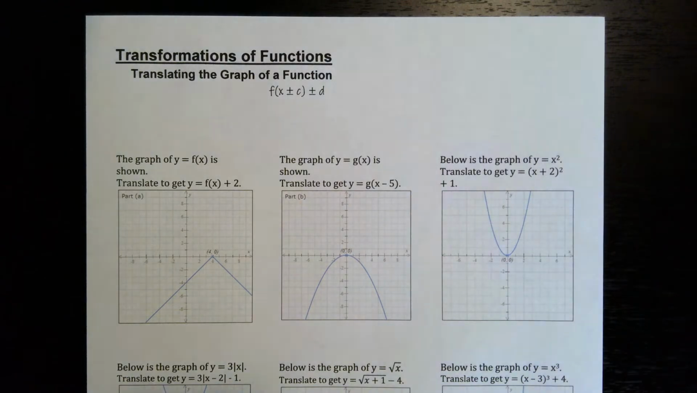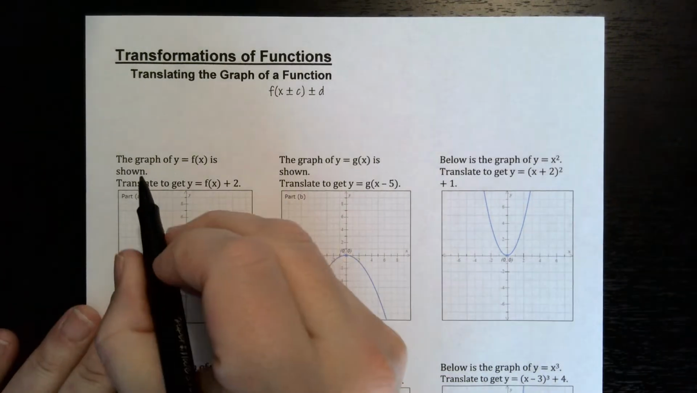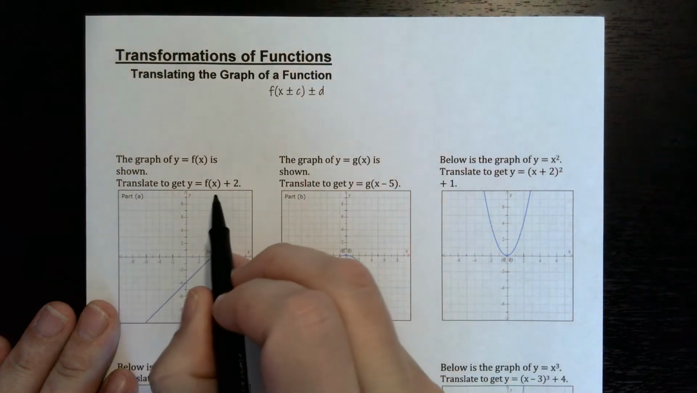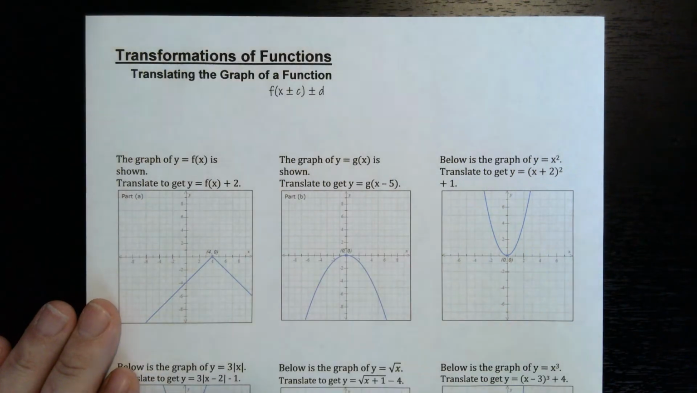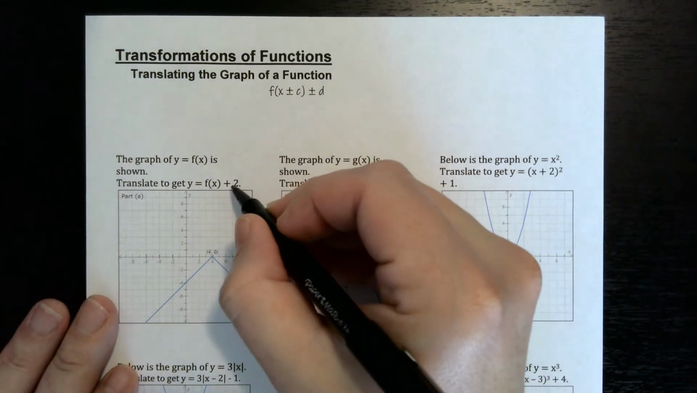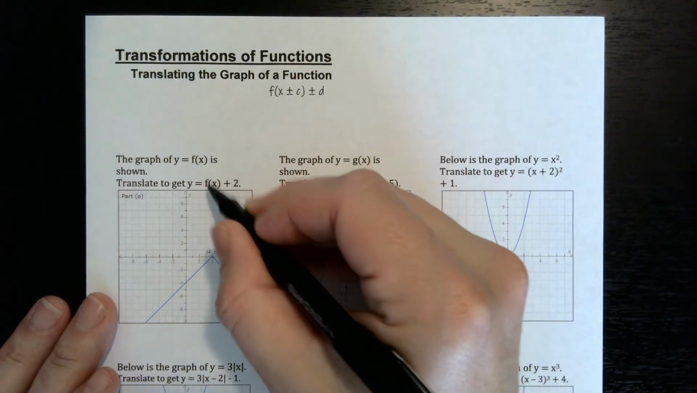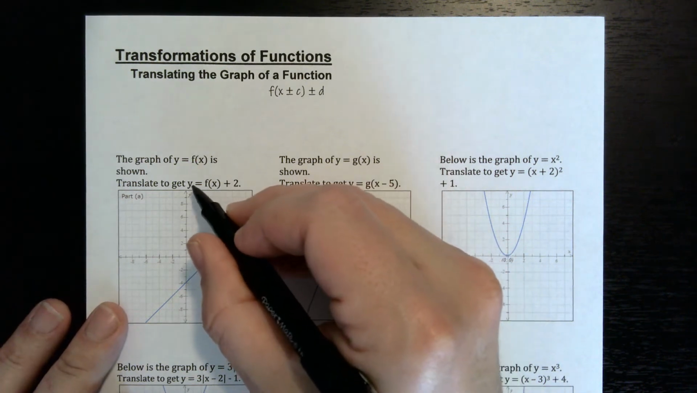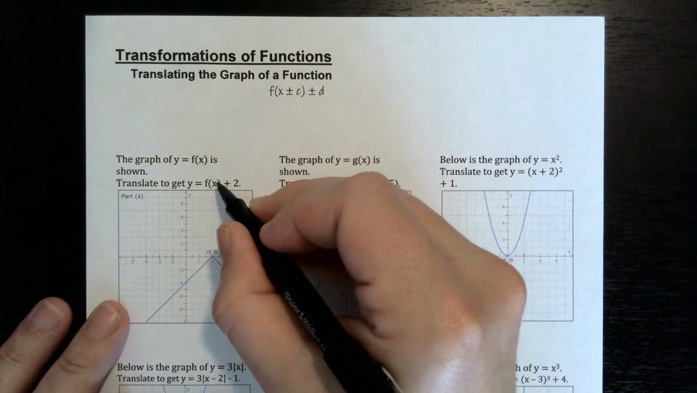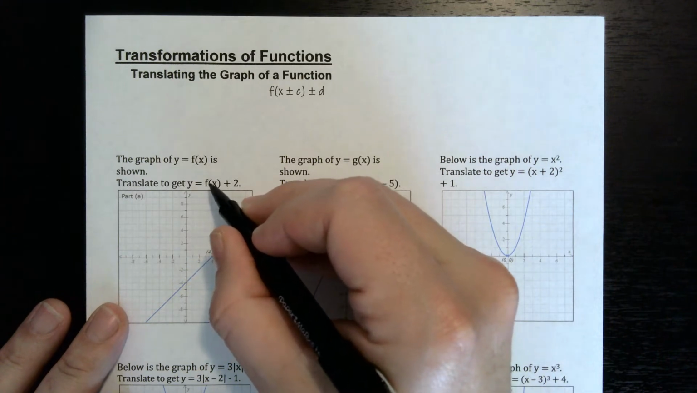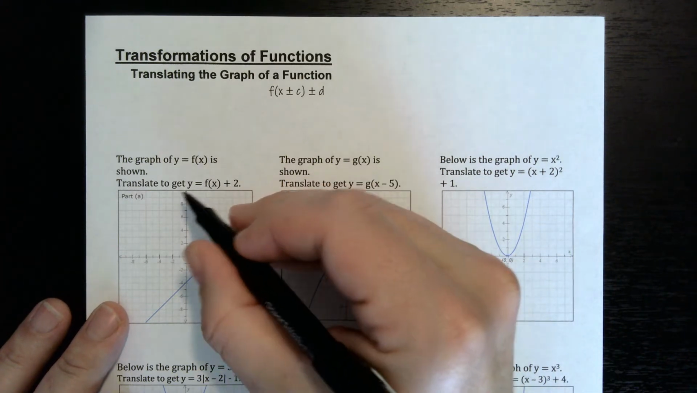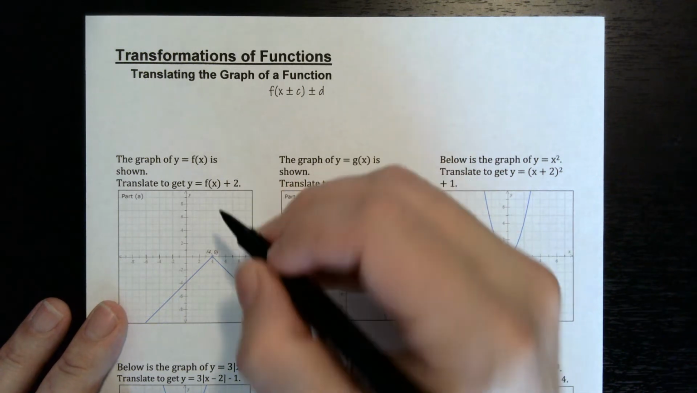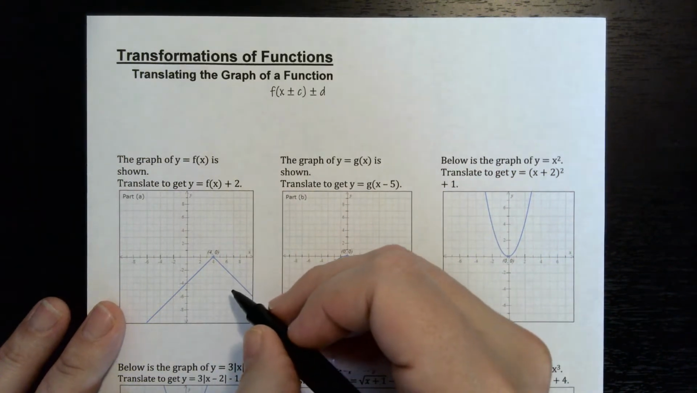Let's look at this first one. It says we have the graph of f of x shown below. Translate to get f of x plus 2. Okay, so when you have something like this that's outside of the function, it's adding 2 to the function. All that's doing is adding 2 to your y values, right? Instead of y being equal to f of x, y is now going to be equal to f of x plus 2. So it increases all of your y values by 2, right? So the entire graph gets shifted up by 2.